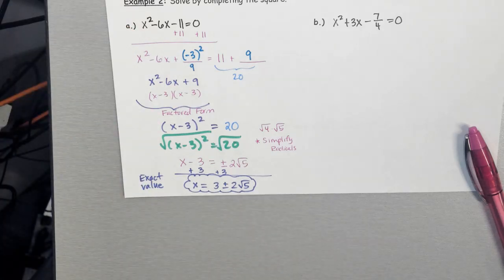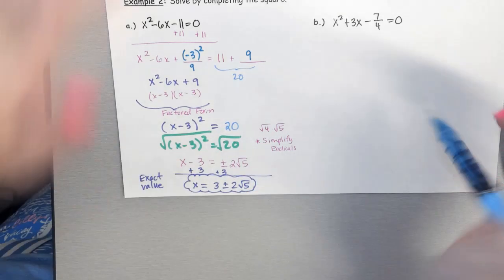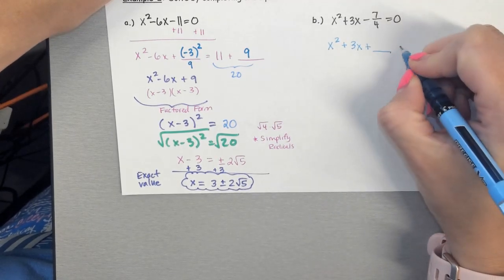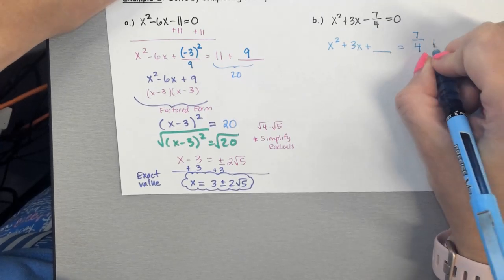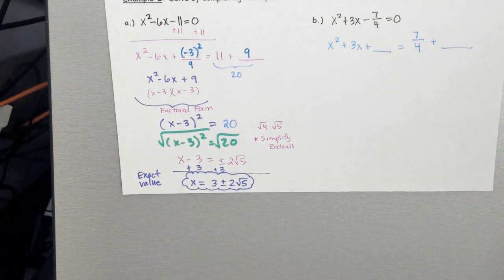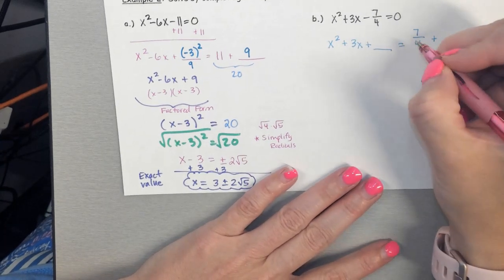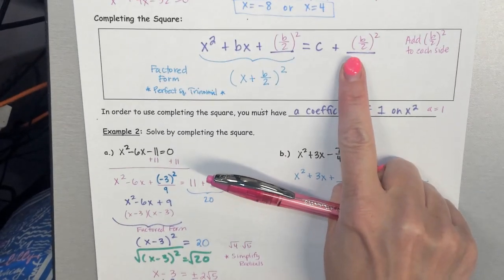Okay, so for part B, let's try that. So our first step is going to add over the 7/4. Okay, and I always like to put like my blank spot here. Remember when you're moving it over that you do change the sign if you're not writing that stuff out. And then if you have an odd value, remember it's just b over 2 squared. Okay, that's what we're adding to each side.